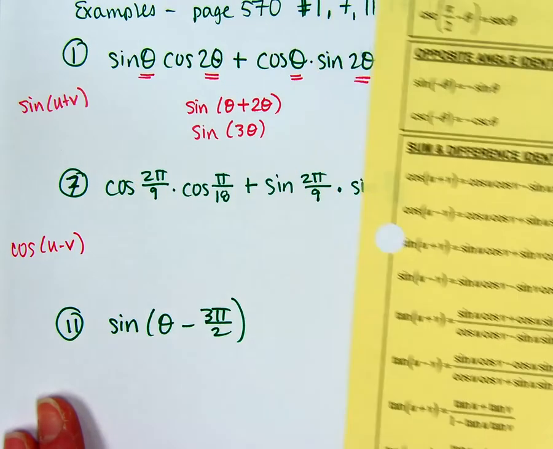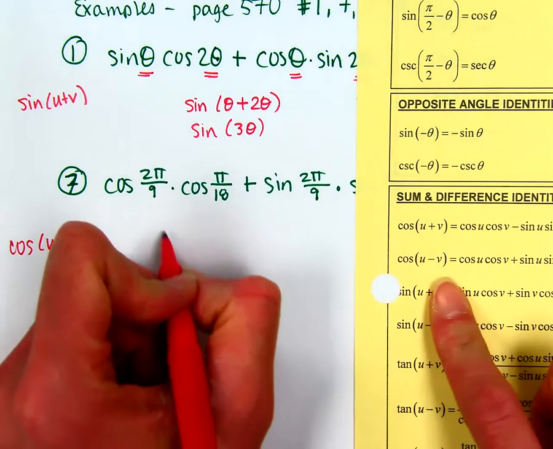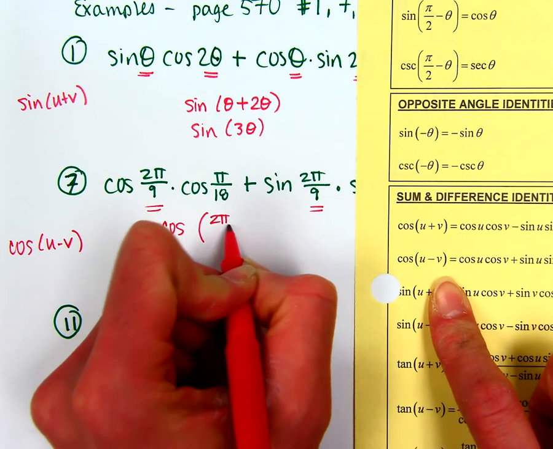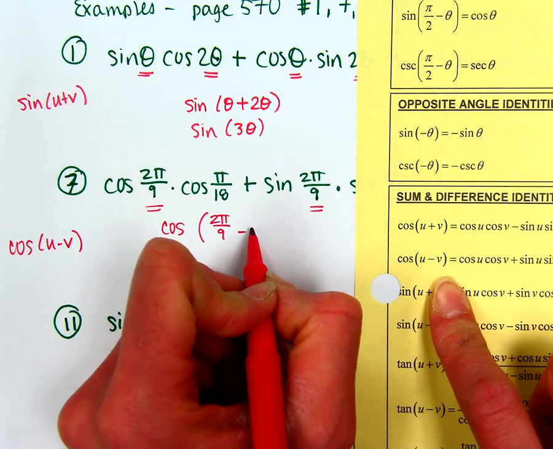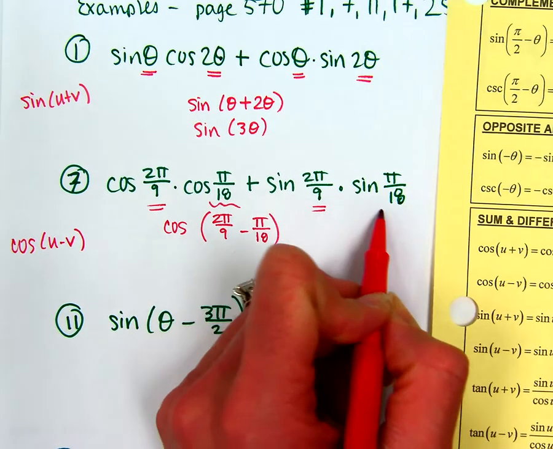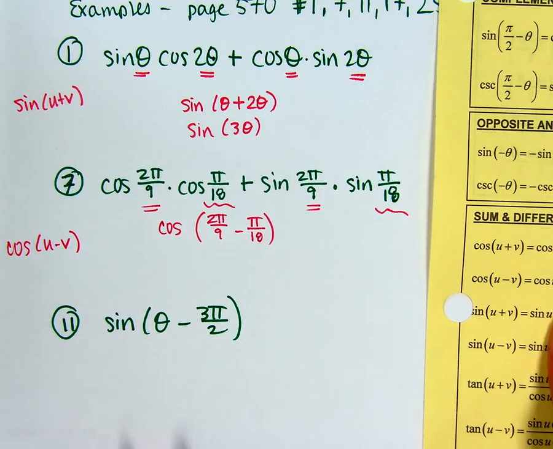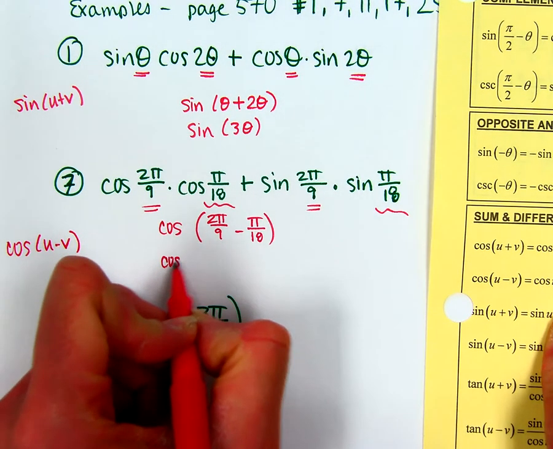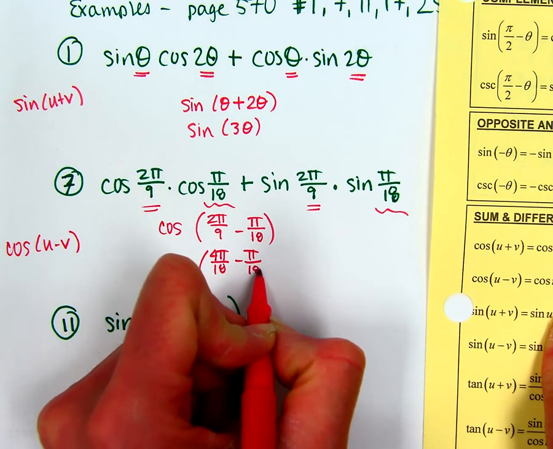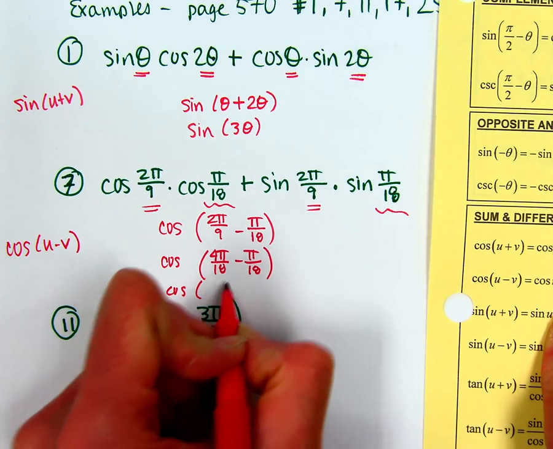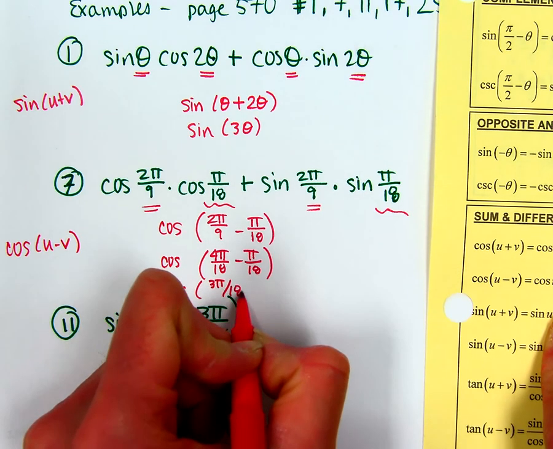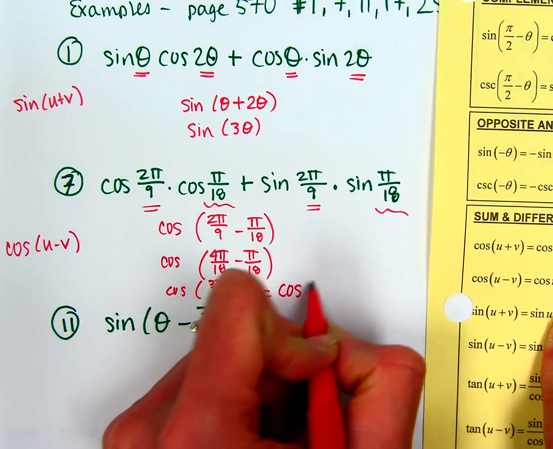Once I figure out which one it is, now I'm going to say that I have cosine of the first angle, which is 2 pi over 9, minus pi over 18, which is my second angle. Now I need to subtract, and if I get common denominators, I've got 4 pi over 18 minus pi over 18, and that is cosine of 3 pi over 18, otherwise known as pi over 6. So cosine of pi over 6.